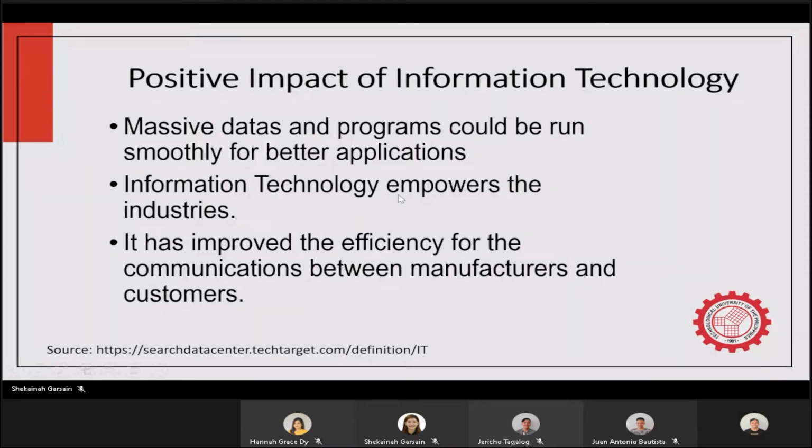Pwede rin siyang maka-apekto sa health system, sa field ng medicine. Marami ring development ang medical devices. Magiging efficient yung sa mga hospitals. Yung paggamit ng mga gamot, may store yung kanilang mga data and information din about sa mga sakit, and nafa-facilitate nila yung programming and handling ng kanilang mga pasyente.